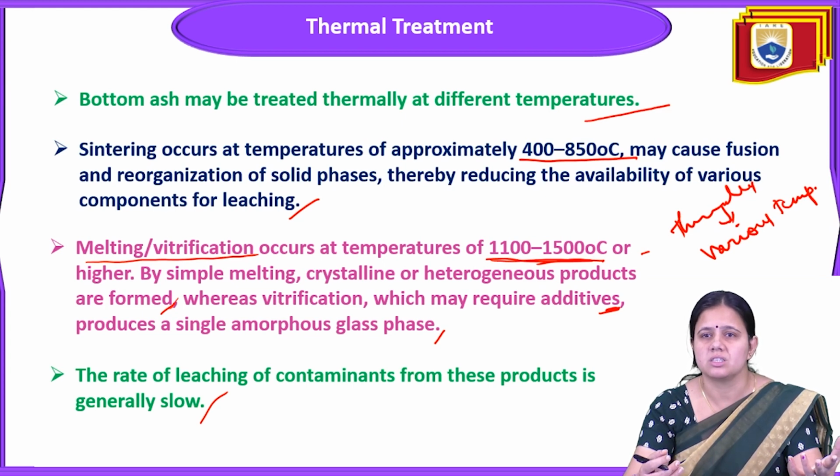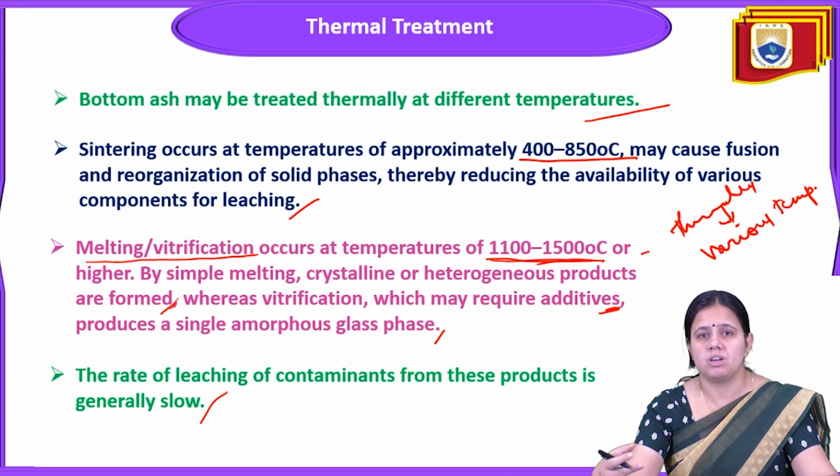to 1500 degrees Celsius. By this process of thermal heating, the ash will be mixed with vitrification, and crystallization will occur, and with that crystallization, some heterogeneous product will be formed, and this product may require some additive and produces a single glass phase. Because of that, the rate of leaching of contaminants from these products is generally very slow. That's why this thermal treatment is very beneficial, and it is mostly used for bottom ash treatment. This process is called vitrification.